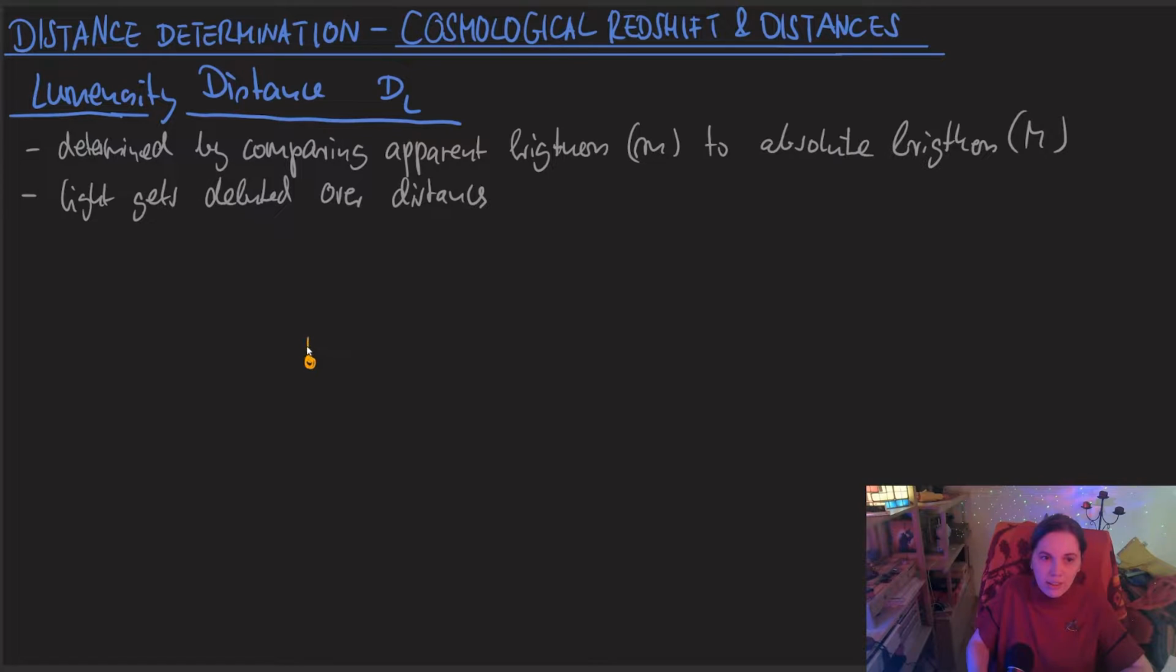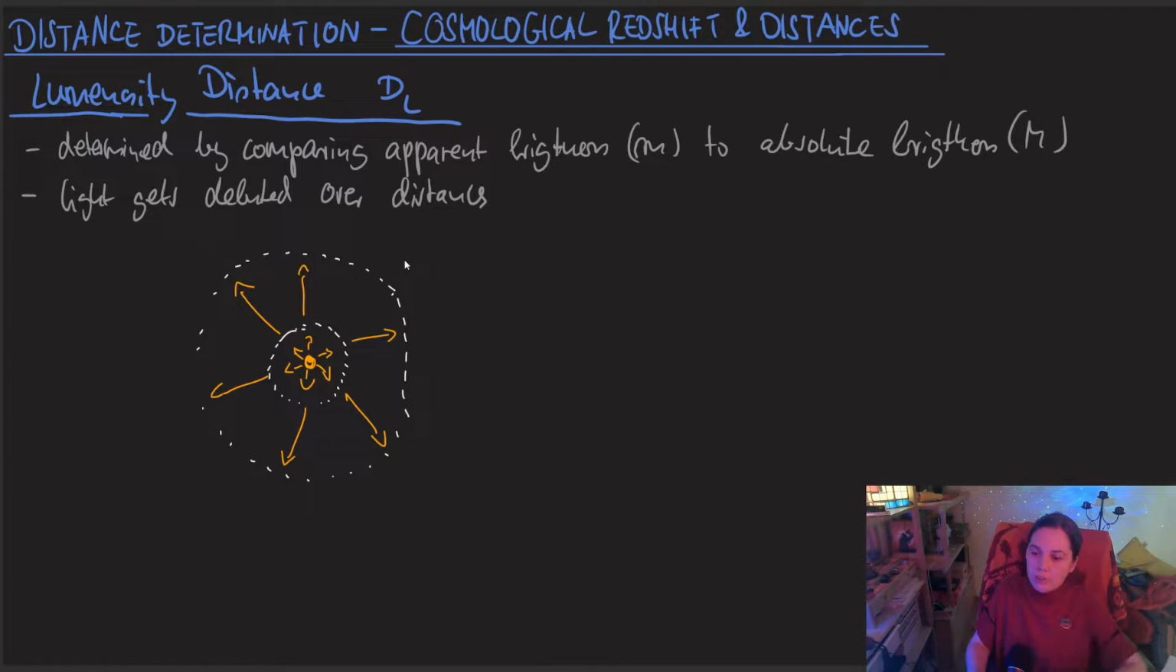We have a star here. It shines outwards and it illuminates. So it's an imaginary circle that gets illuminated by the light. Now, if the light travels a farther distance, this imaginary sphere is suddenly bigger, right? And the same light has to now illuminate a much larger area. So the photons get diluted.